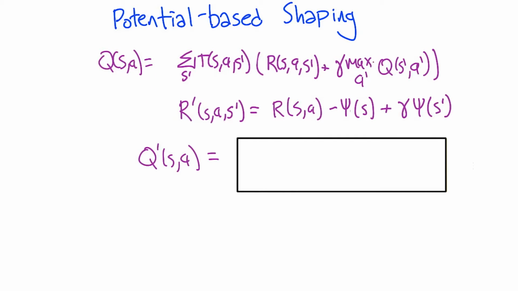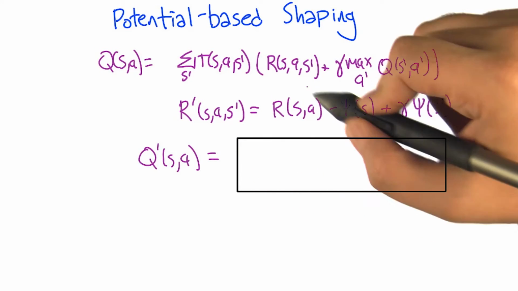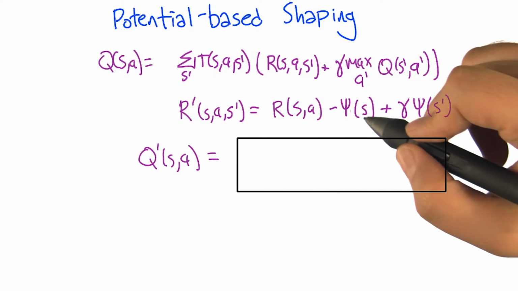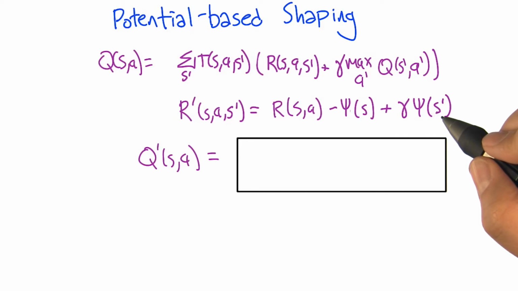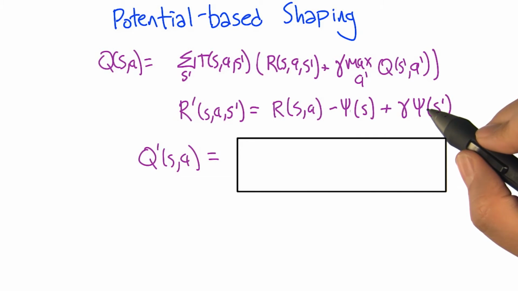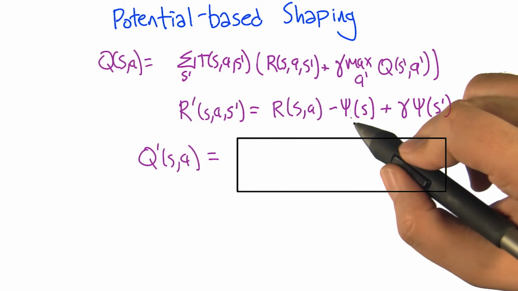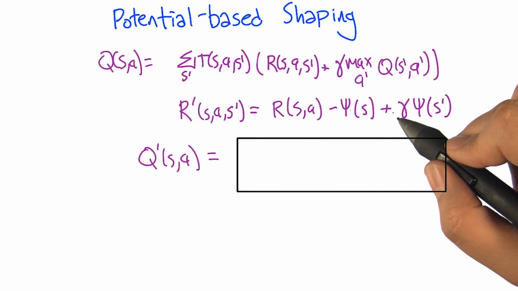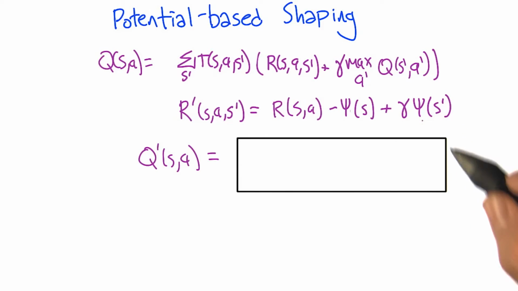Good. All right. And so now our new reward function, R prime, that we're going to use is going to be the old reward function for the state-action pair minus the potential of the state that we're leaving plus the discounted potential of the state that we're entering. So this difference here between the potential of the state that we end up in and the potential of the state that we left is the bonus that we get, the amount that we're getting warmer, and we're getting closer to good.